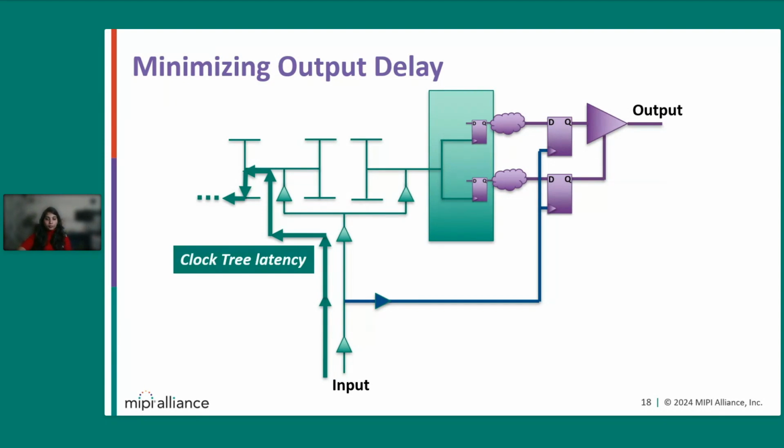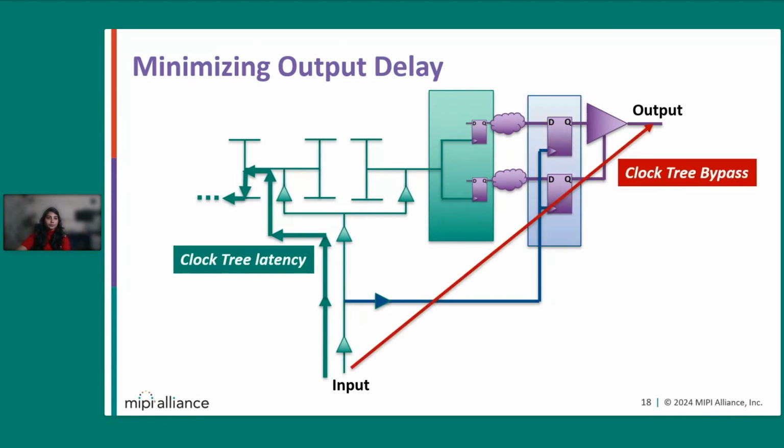For example, if our clock is 50 megahertz, we will have a 20 nanosecond setup time available. So at the cost of setup time, we can have a very good hold margin. So here we can bypass the clock tree.